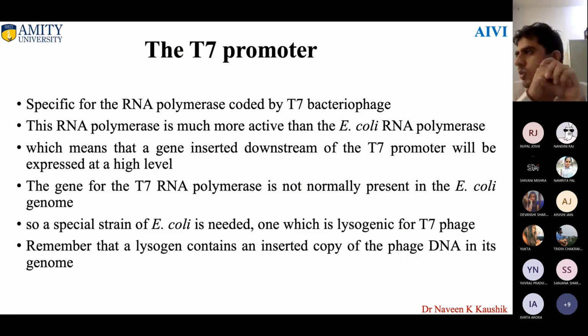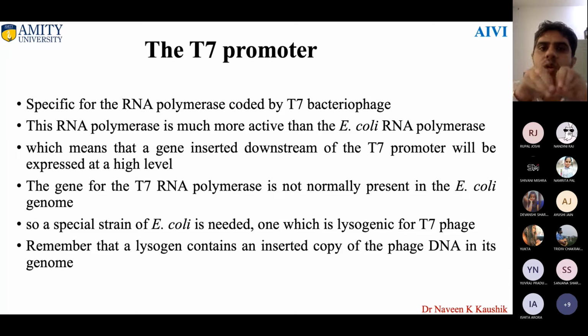Now the next type is the T7 promoter. T7 is a bacteriophage, unlike lambda phage. The T7 bacteriophage has its own specific RNA polymerase, coded by the T7 bacteriophage. You need to note one thing: this promoter needs the RNA polymerase coded by the T7 bacteriophage. It means if you are using this promoter, then your cell must have the RNA polymerase of the T7 bacteriophage. Otherwise this promoter won't work.